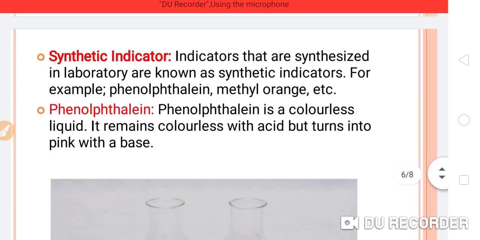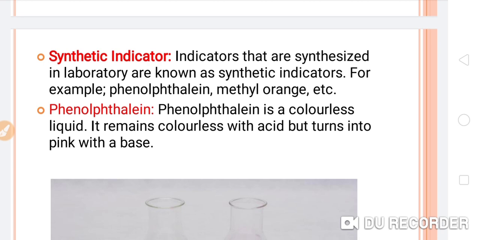Now next, the synthetic indicators. Indicators that are synthesized in the laboratory are known as synthetic indicators. For example, phenolphthalein and methyl orange. Both are synthetic indicators. There are a number of synthetic indicators, but we are going to discuss only two here, phenolphthalein and methyl orange.